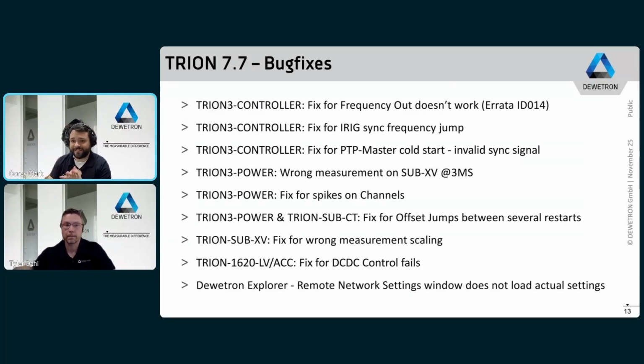Unfortunately, in the last versions, the network settings window was not loading your PC's actual settings, so you'd have to do everything through the PC controls for your Network and Sharing Center. And now that's been fixed in the DEWETRON Explorer itself. And that would round out the miscellaneous bug fixes for TRION Drivers 7.7. Shows our team's hard at work.